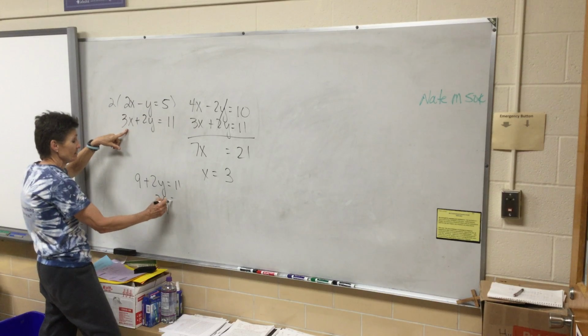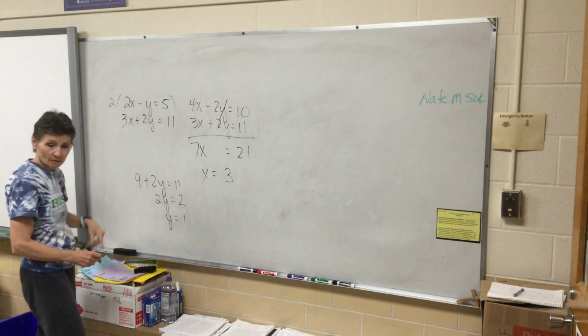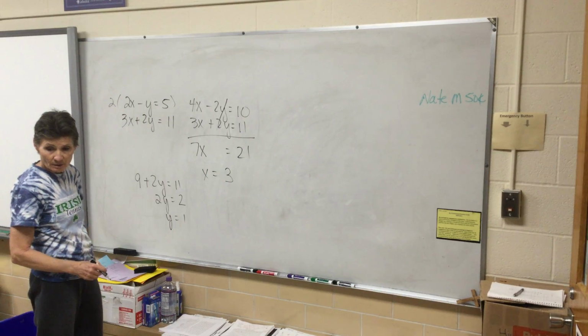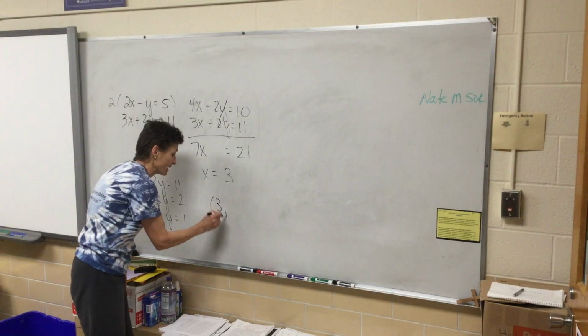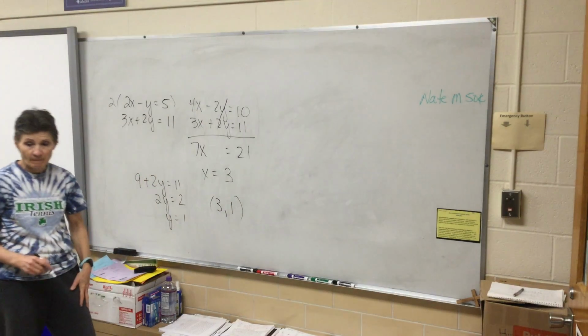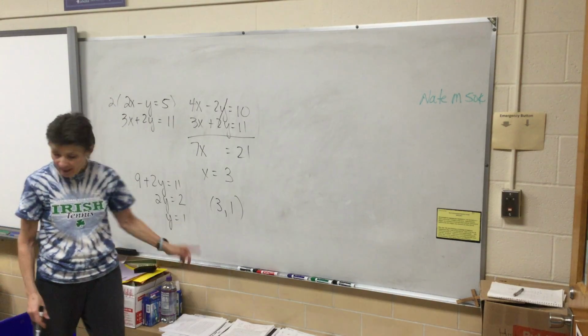Subtracting the 9 and dividing by 2. So I got 3 comma 1 as my answer. Does that look okay? Yeah. All right, so that's the first one.